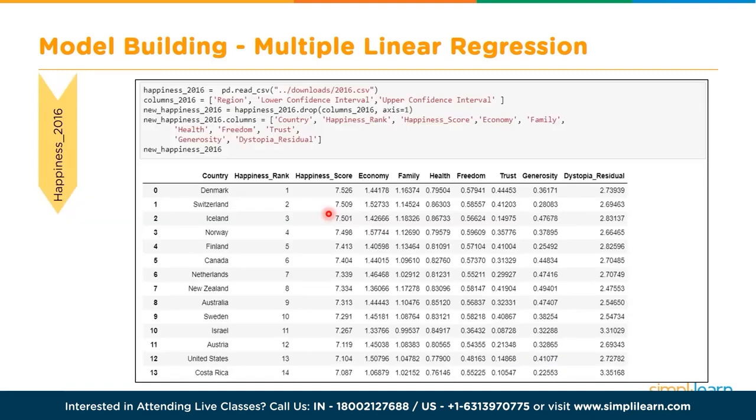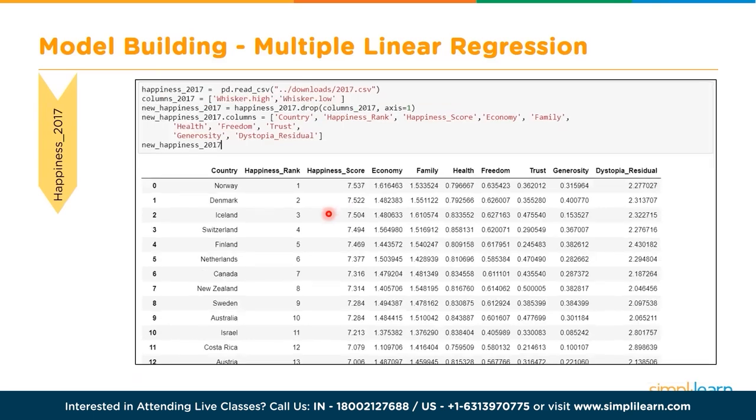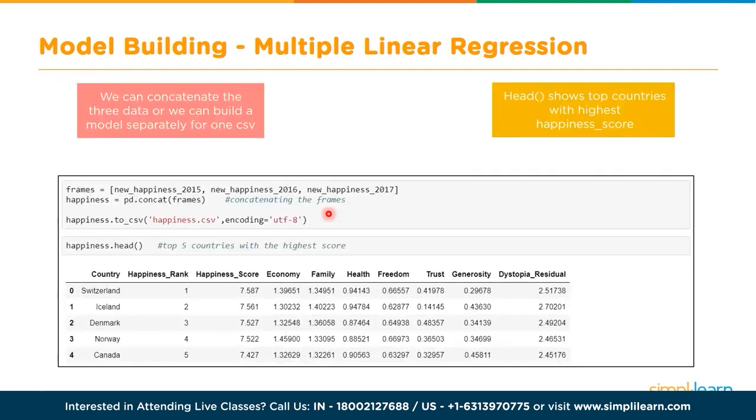So we have loaded 2015, then 2016, and then also 2017. We have created 3 data frames, and then we concatenate all these 3 data frames. This is what we are doing here. Then we identify which of these columns are required, for example, some of the categorical values, do we really need?